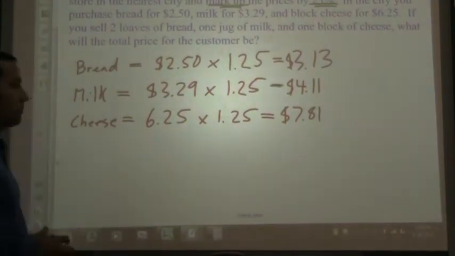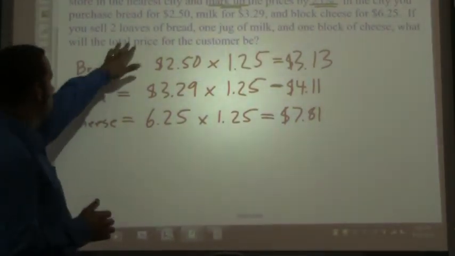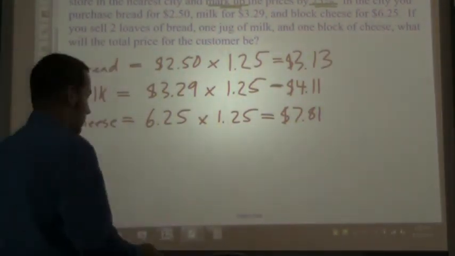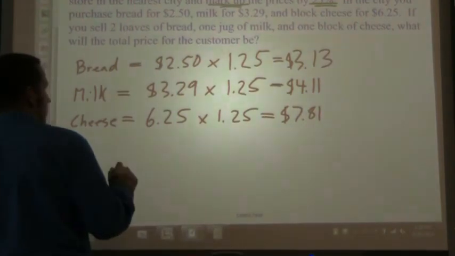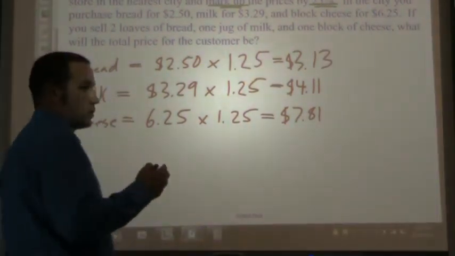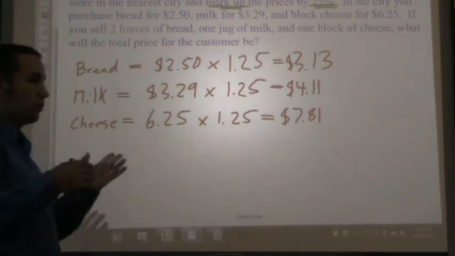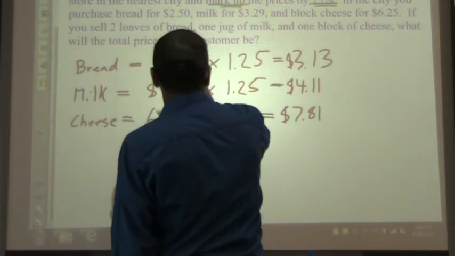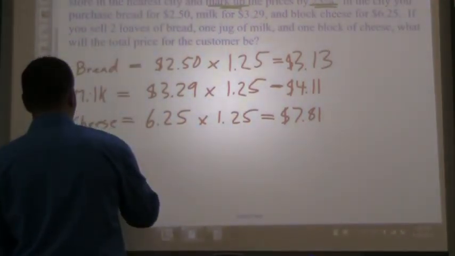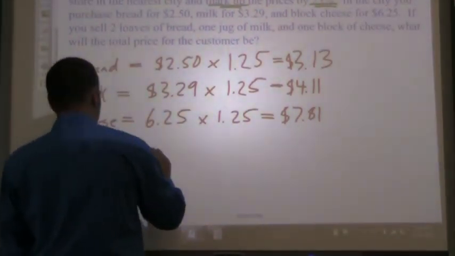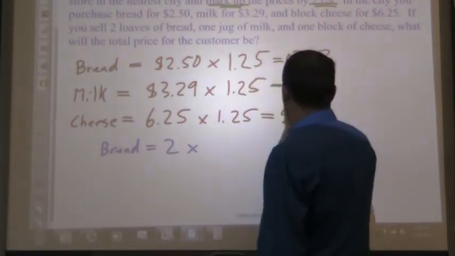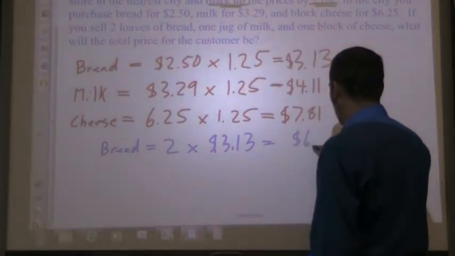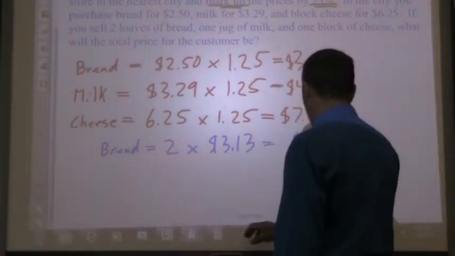So now I want to figure out, okay, if a customer comes in and gets 2 loaves of bread, 1 jug of milk, and 1 block of cheese, what's the total going to come to? And so that's kind of a simple calculation of multiplying. Right? I've got 2 of these, so multiply by 2, 3 of these, multiply by 3. So 2 loaves of bread. So for the bread, there's 2 loaves times the $3.13 that each loaf costs. And you get $6.26.